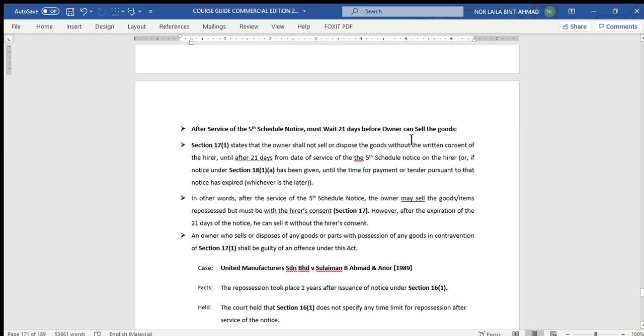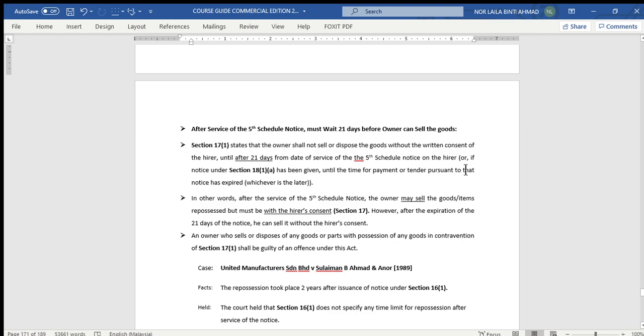Okay, so whether owner can sell the goods. Based on section 17 subsection 1, owner cannot sell the goods without the written consent of the hirer until 21 days expired. Okay, just now dia dah bagi 21 days stated in the fifth schedule notice, so he must wait after 21 days to sell the goods if there is no option exercised by the hirer.